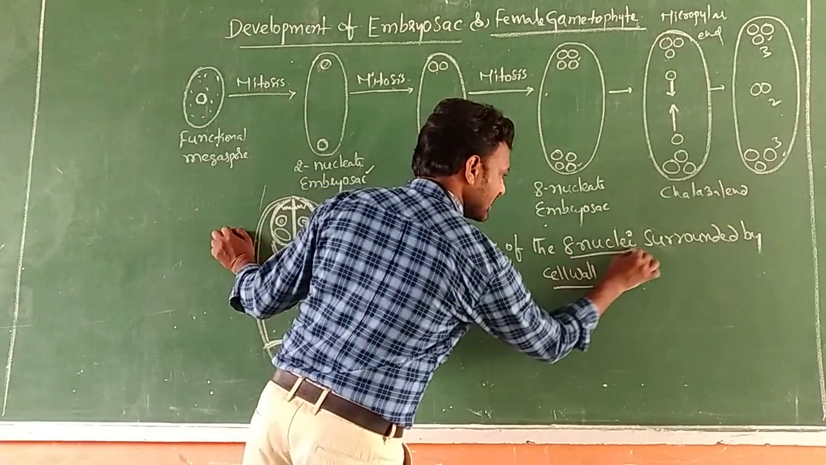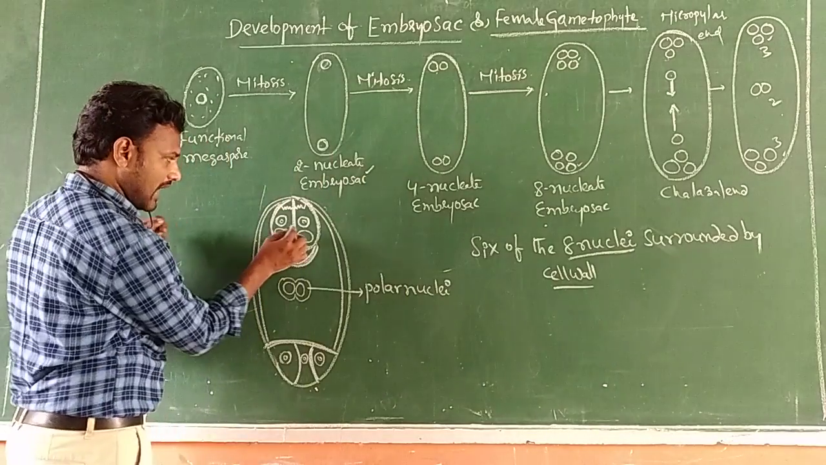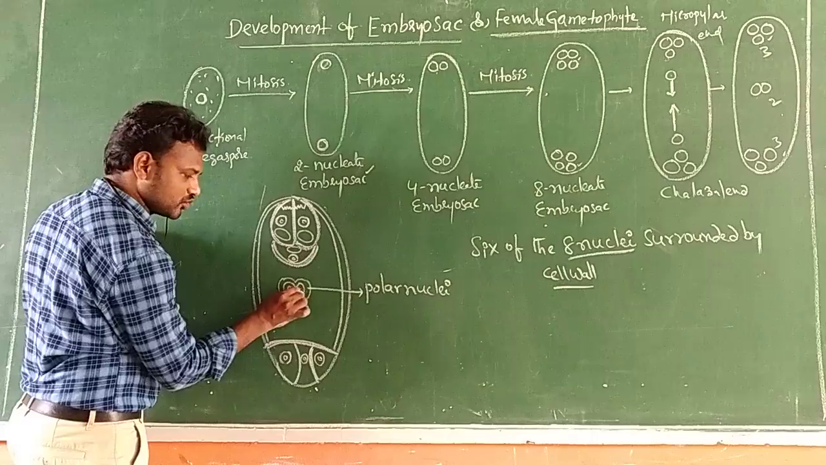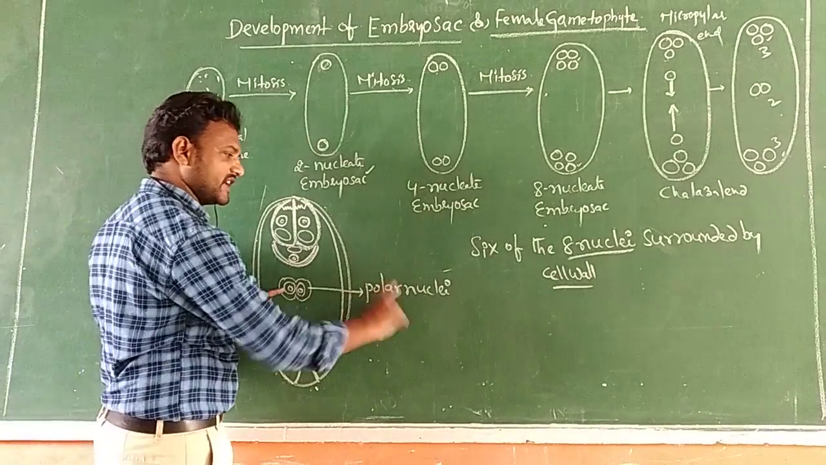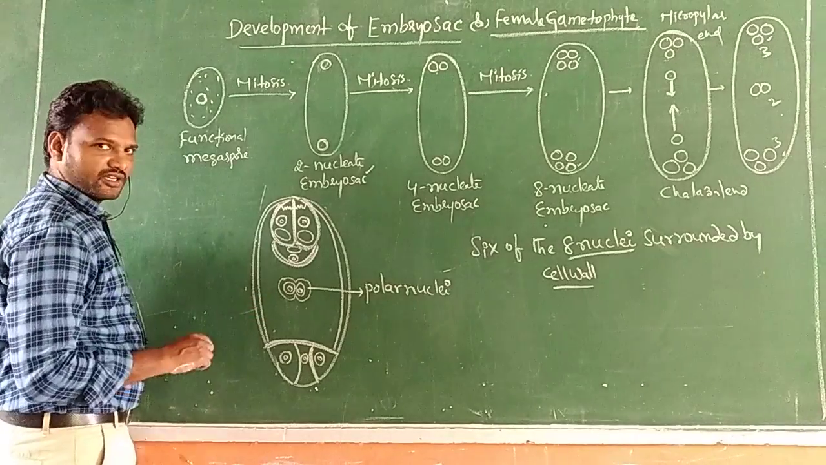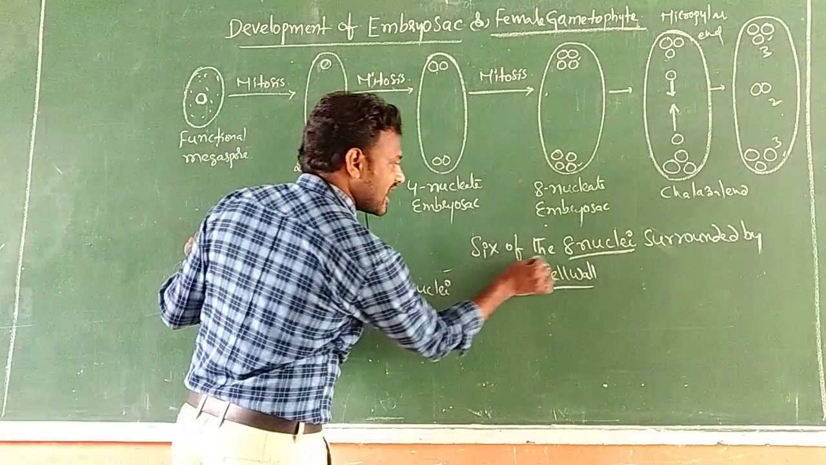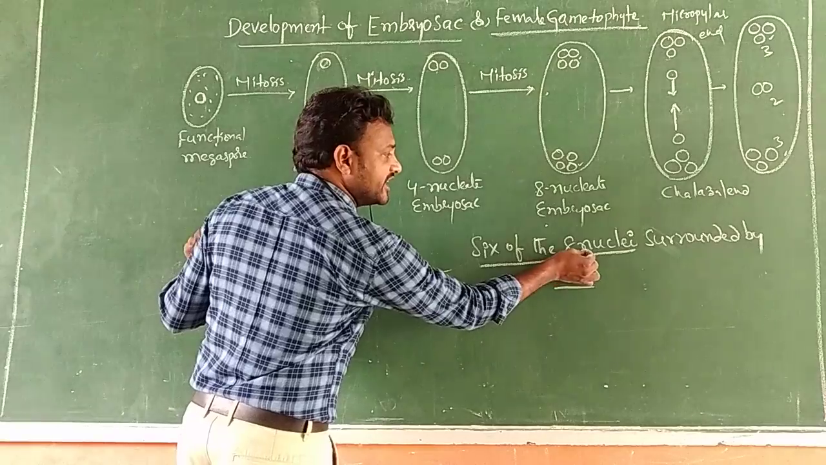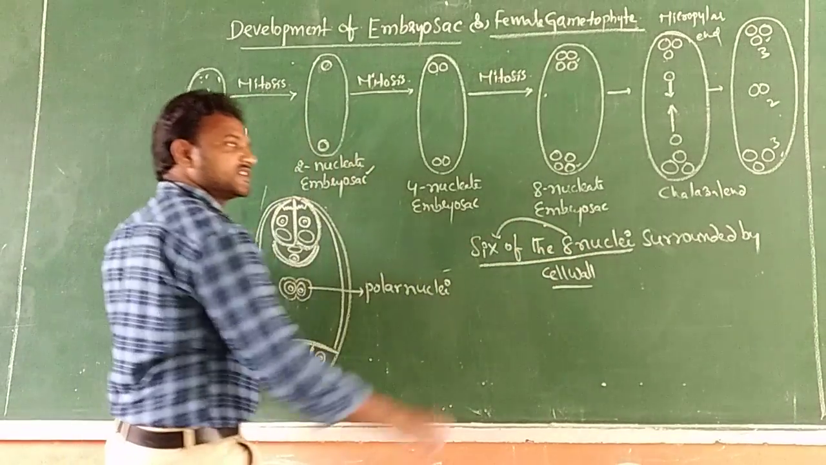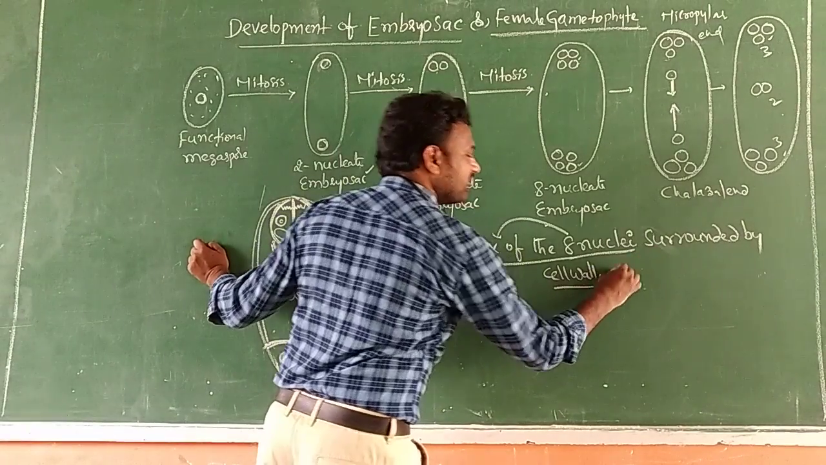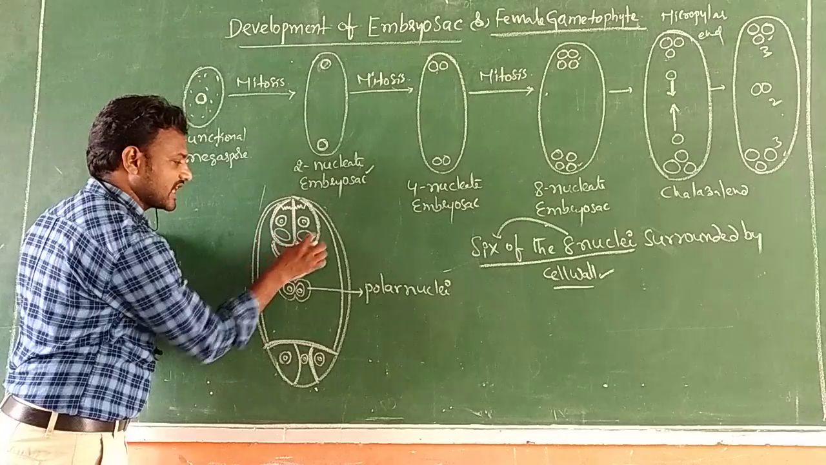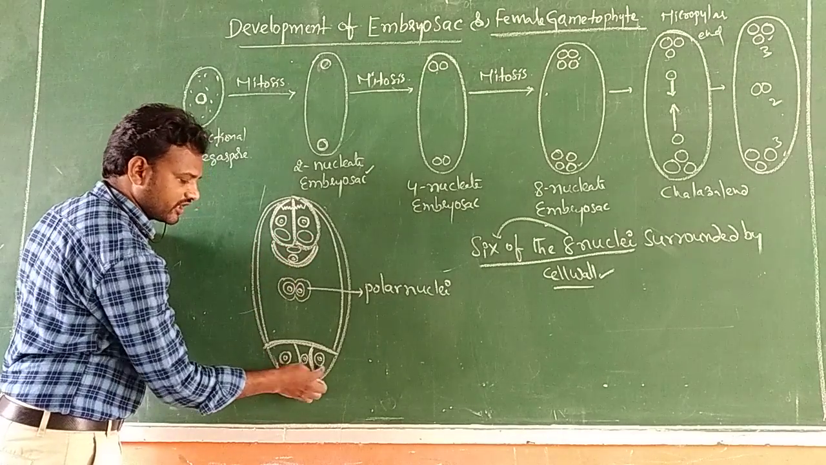Total how many nuclei, sir? 8 nuclei, sir. Upper side 3, lower side 3, in the middle 2. The middle 2 are known as polar nuclei. Listen. 6 of the 8 nuclei are surrounded by cell wall. 1, 2, 3 surrounded by cell wall, 1, 2, 3 surrounded by cell wall.